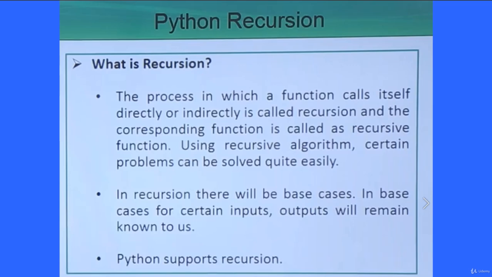So in case of GCD calculation of two numbers, the base case is that if the two numbers are equal, then GCD is any one of the number itself. So that is known as a base case. That means for certain inputs, outputs are known to us. So Python supports recursion.